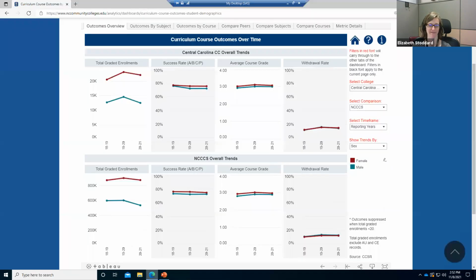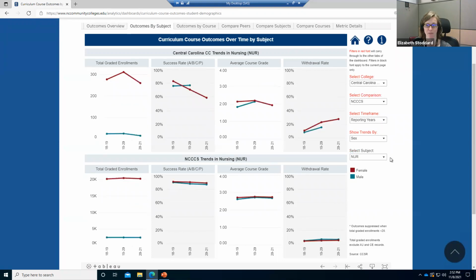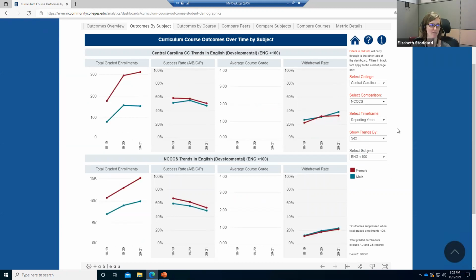Okay. Sorry if I'm going kind of quickly, but I know we only have a few minutes left, and I want to just be able to show you everything that I can show you here. So for this one, I'm going to go to the Outcomes by Subject tab, and I know that I'm here because I see this Select Subject filter down here, and I'm going to filter to English Developmental, English less than 100. And we want to look at students by race ethnicity. So I'm going to do show trends by race ethnicity here.